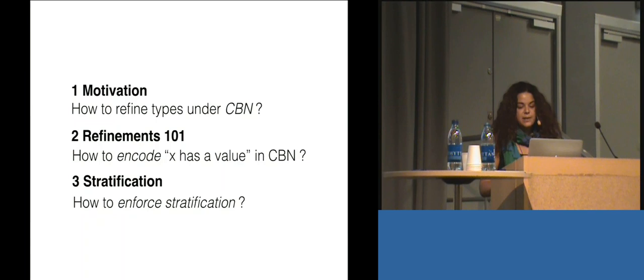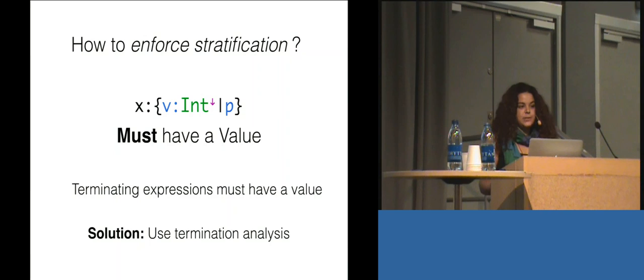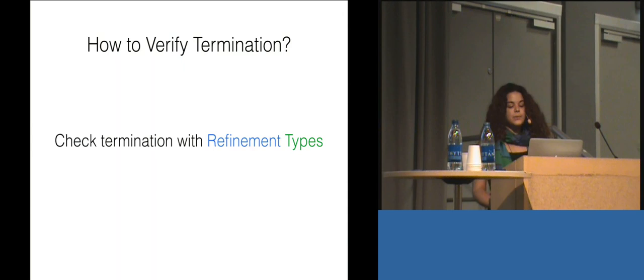So we saw that label types can be given only to expressions that must be values. We also know that terminating expressions must have a value. So to enforce stratification, we can just use a termination analysis. And how can we verify termination? We could just use a termination prover for Haskell programs, but instead we know that refinement types can themselves be used to check termination.